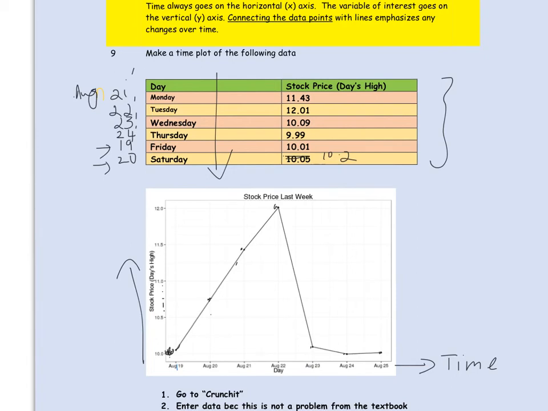It went up to about 10.2, then it went up again, hit a peak at 12.01, and then it dropped on August 23rd to 10.09, and then it kept going down until August 25th. So this is an example of how a time plot can be used to represent information. It's easy to read and see how a certain variable changes with time.